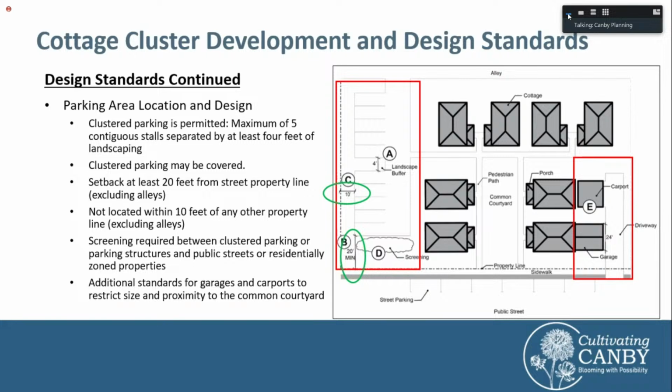When we talk about screening, is there a minimum height for screening? I believe there is, 3 feet. I think you're correct. Yes, I believe so. How do you feel about 3 feet?